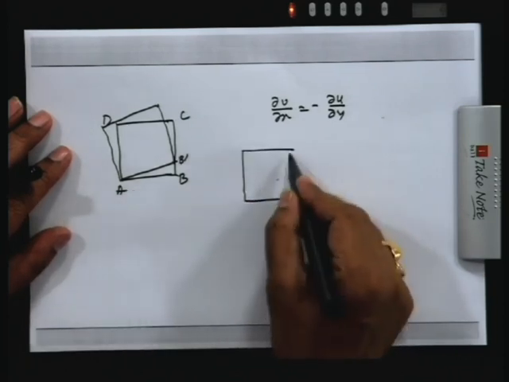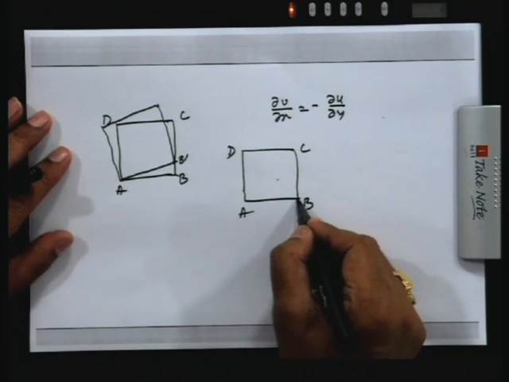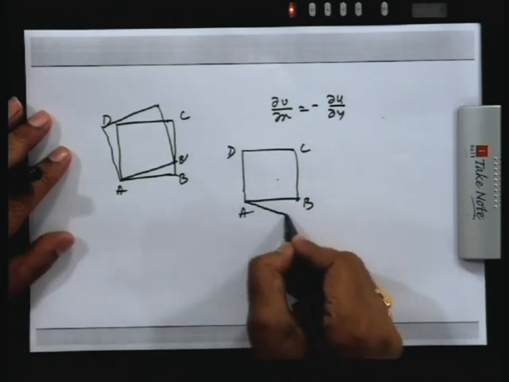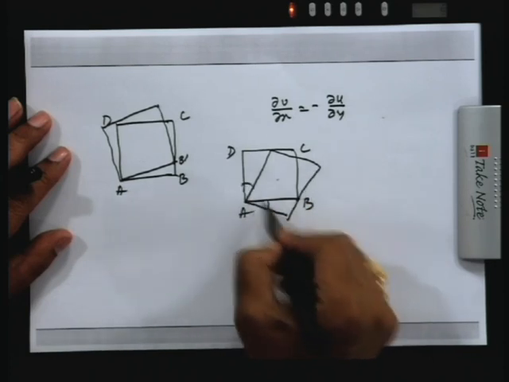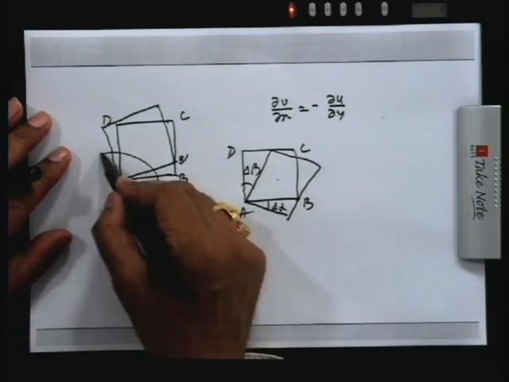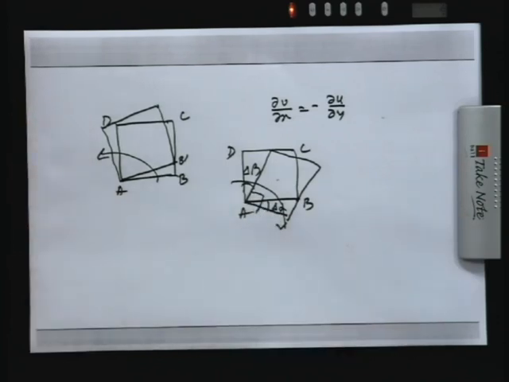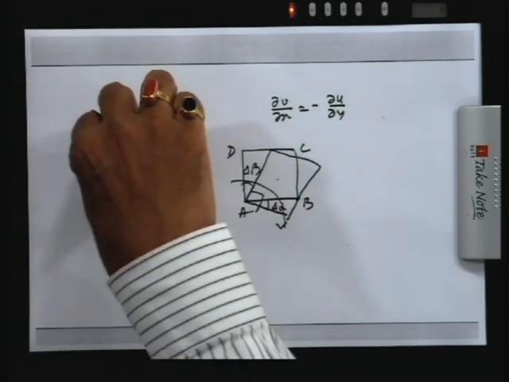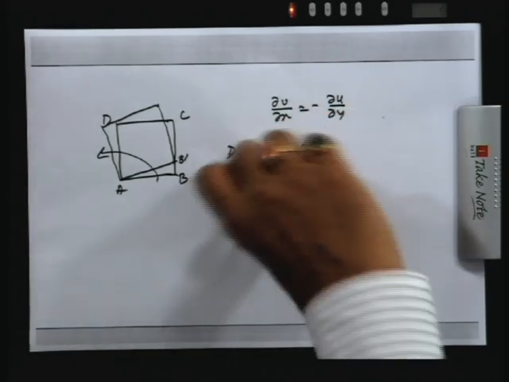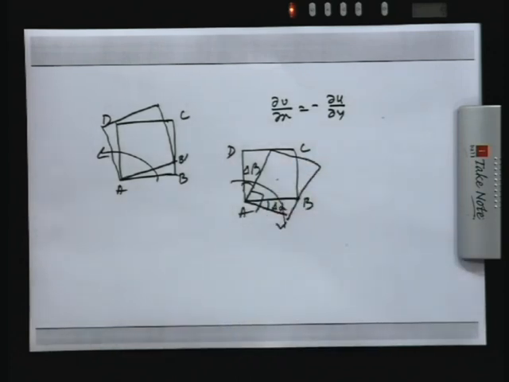When del V del X is negative, that means the y component of velocity at point B is less than at A, so this will go like this, whereas del U del Y is positive, so this will go like this. The angles will be the same, so whereas in the first case it rotated anti-clockwise, it will now rotate clockwise, and this maintains the rigid body rotation because the included angle will remain the same. If you take del V del X positive and del U del Y negative, it will rotate in this direction. And if you take del V del X negative and del U del Y positive, it will rotate in this direction. Only clockwise or anti-clockwise will change.